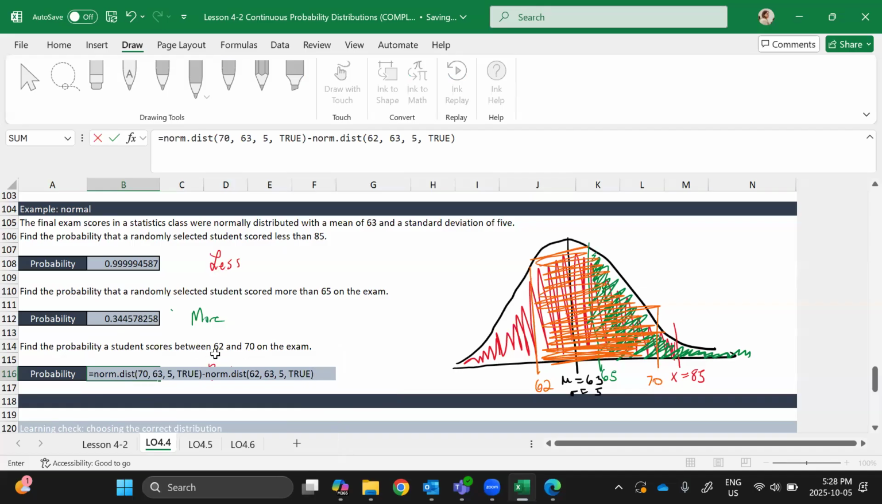So if we want between 70 and 62, 70 is the bigger number. So first we do a norm dist with 70. 62 is the smaller number, so we subtract a norm dist with the smaller number, 62, and that will give you the between probability. That's about half, or 50%. Okay, and those are the three types of normal distribution questions you can really have: less than, more than, or between. If you can do those three, you can basically be ready to solve any other type of problem.